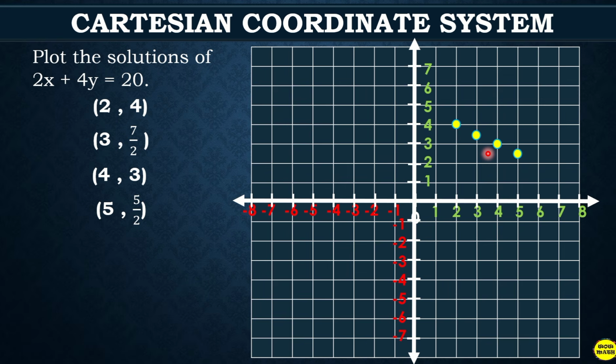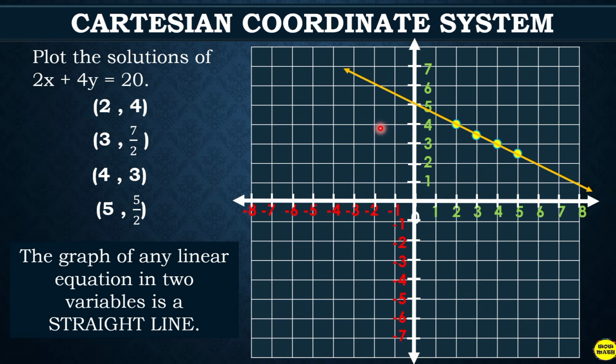Now, if we're going to connect, after plotting, if we're going to connect the points, so if we're going to graph, ano kaya ang lalabas? Sige, let us try to connect. Okay, it is a straight line. So remember that the graph of any linear equation with two variables is always a straight line. Okay, kapag nag-graph tayo ng linear equation, this is always a straight line. Okay.